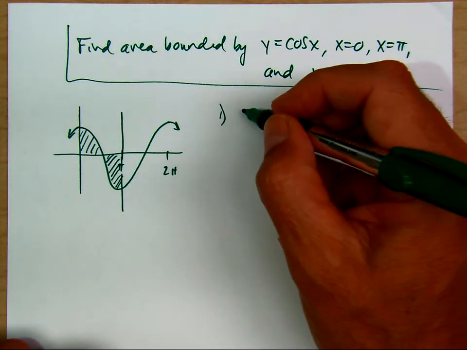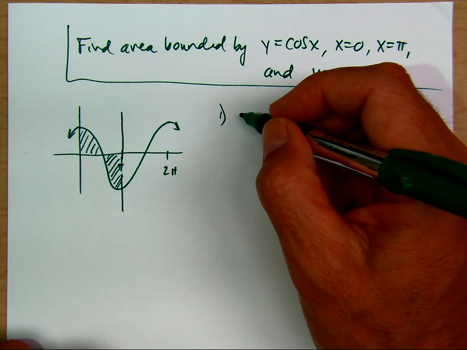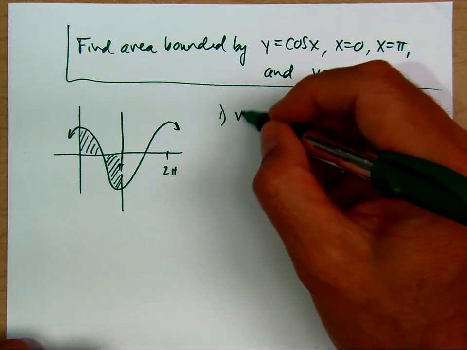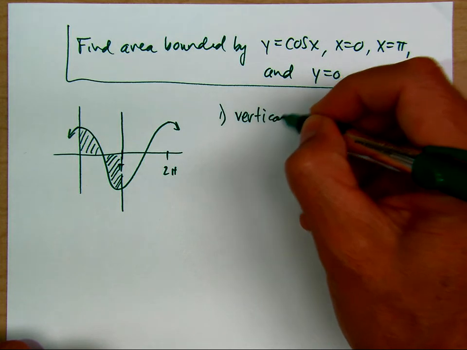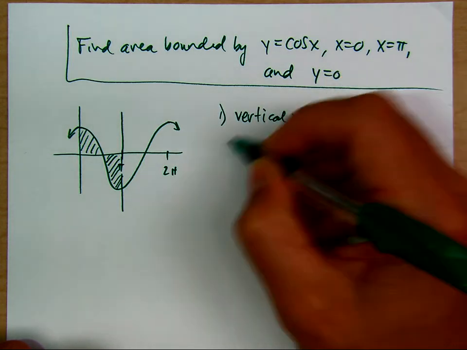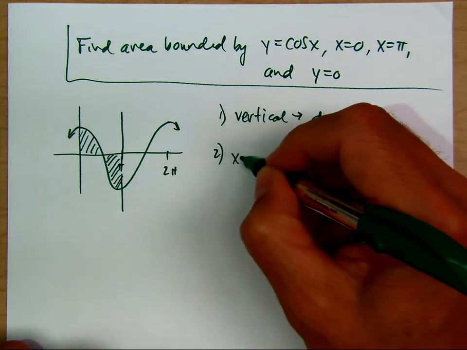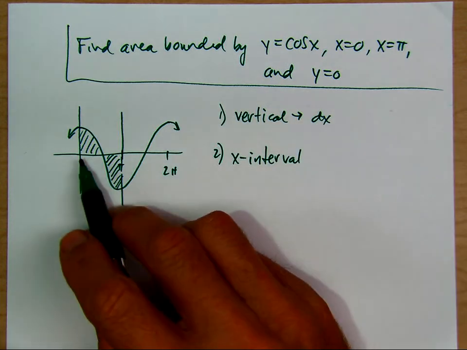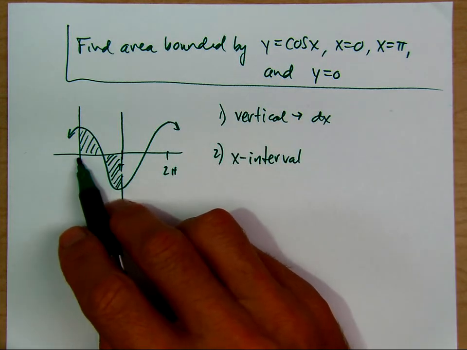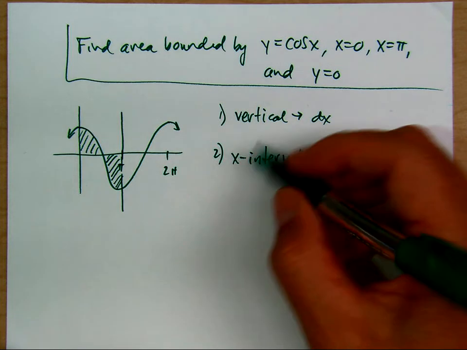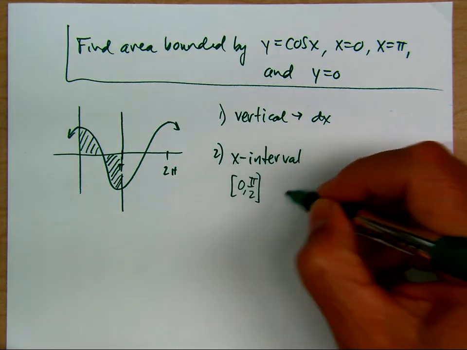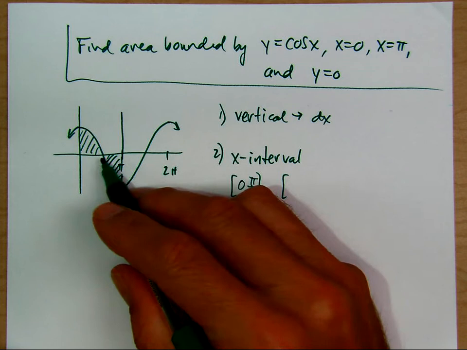Step 1, do we want vertical or horizontal rectangles? Here, either one would work, but we'll just stick with vertical if we have a choice. So that means we're going to use dx, and that means we need an x interval. The x interval is 0 to pi over 2, and then from pi over 2 to pi.